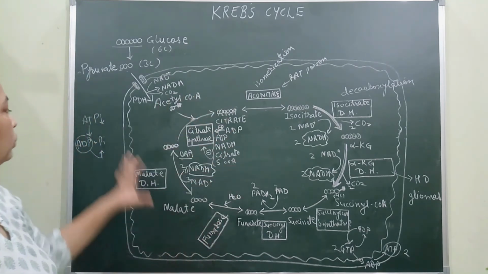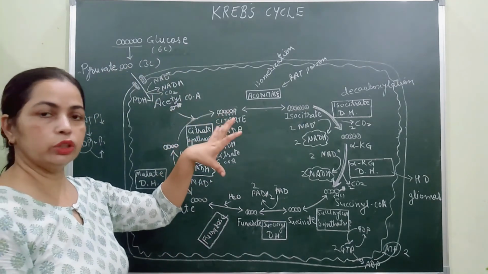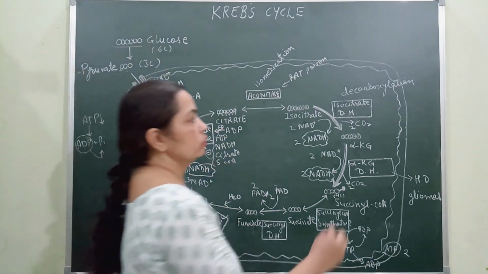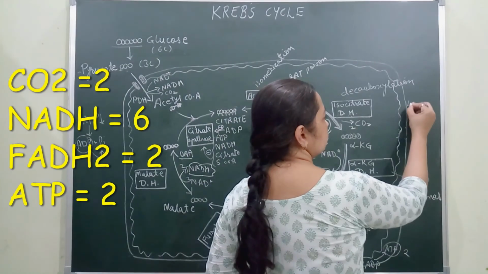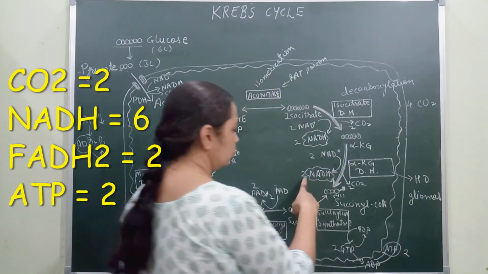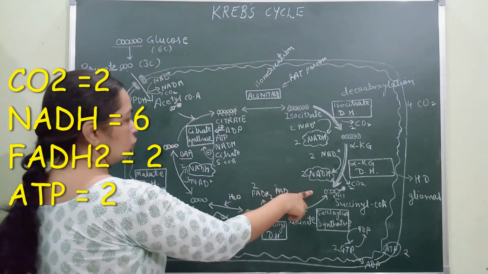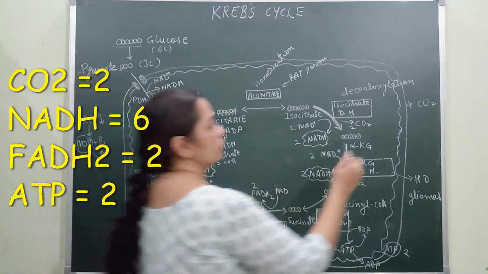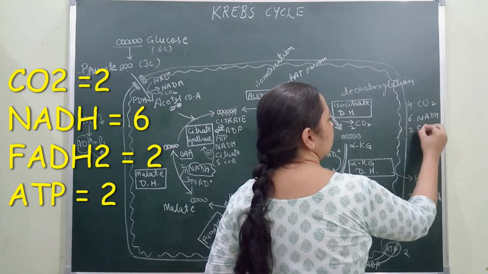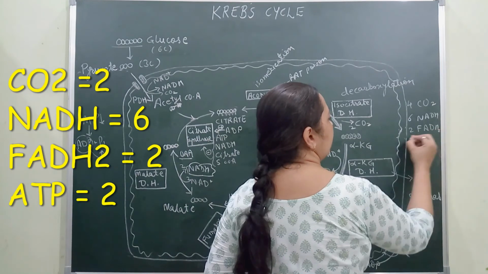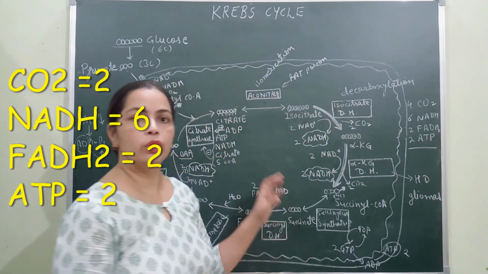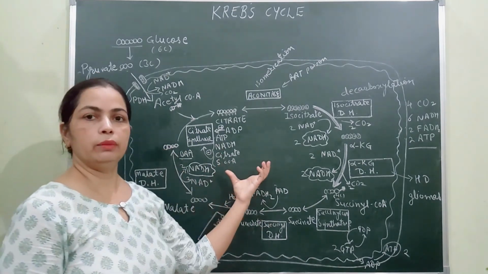So through cyclic metabolism of one molecule of glucose in the Krebs cycle, the outcome we are getting is 4 CO2s, 2 plus 2 plus 2, that is 6 NADH, 2 FADH2 and 2 ATP. So that will be the total outcome of this Krebs cycle pathway.